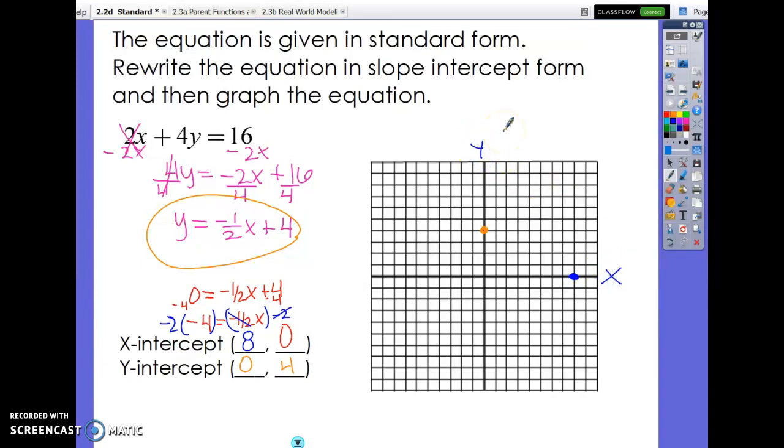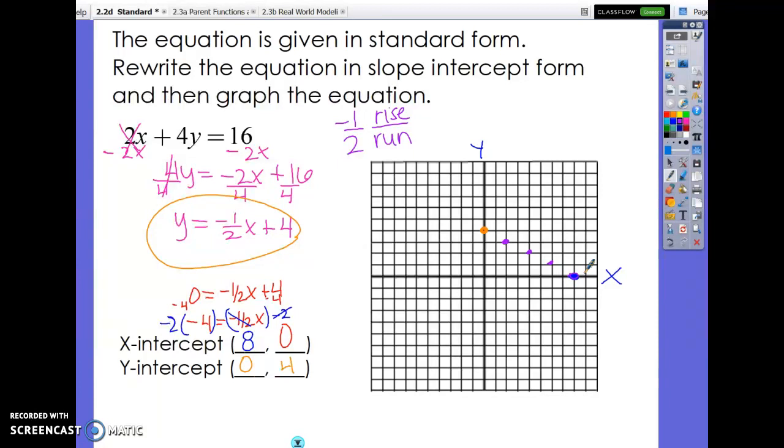Okay. Well, now we do have 2 points, so we can just connect these points for our line. We could also use our slope, so let's take a look at that very quickly. Our slope is negative half, so that would make our rise negative 1 and our run 2. So we would, of course, go down 1 and to the right 2. Down 1 and to the right 2.